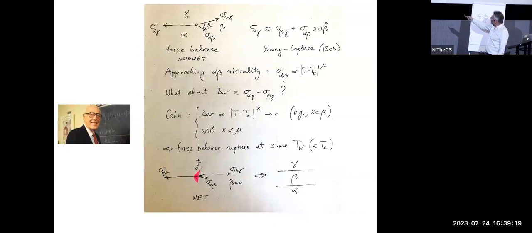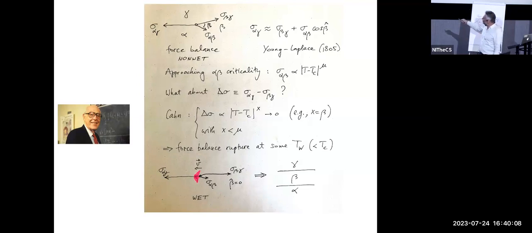So now we're already here. This is just repetition of the previous slide. So what's going on with this difference here? Cahn suggested, and that's his argument, that indeed this would go to zero, but would go to zero more slowly than the sigma alpha-beta. And if that's the case, then we're going to reach a point of force imbalance. Because this one's going to vanish, but the difference between this one and that one will not catch up with that small thing vanishing. And so there will be a winner here. And this will be unstable, and the contact line will run away.